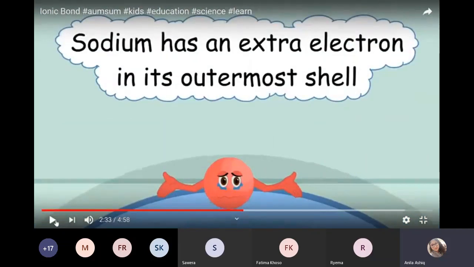So sodium has an extra electron in its outermost shell, and it is crying, and it's just because it's not finding any pair.